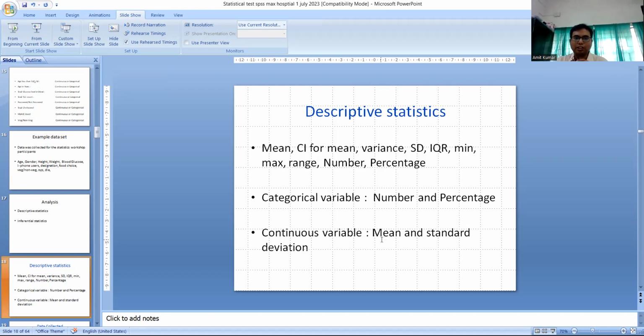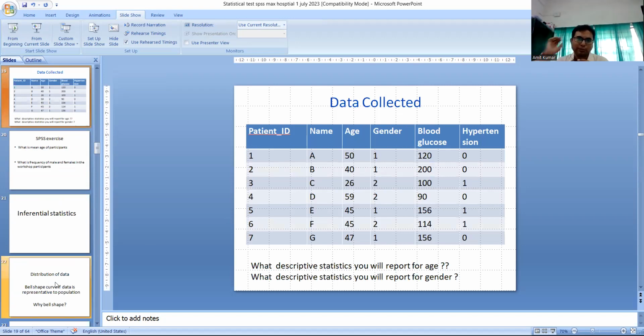So now I have some questions for you. You have to tell me what descriptive statistics we will use. This is one data set that we collected, an example data set. Number one is the patient ID, then name, then age, gender, blood glucose level, and hypertension. Just you see, gender is categorical format, age is continuous data, blood glucose is continuous data, and hypertension is categorical data. Now you have to tell me what descriptive statistics you will use to report age.